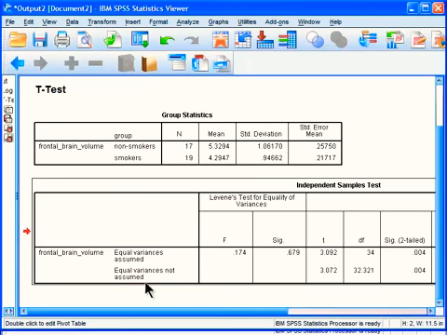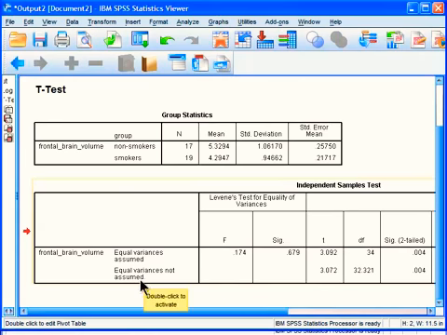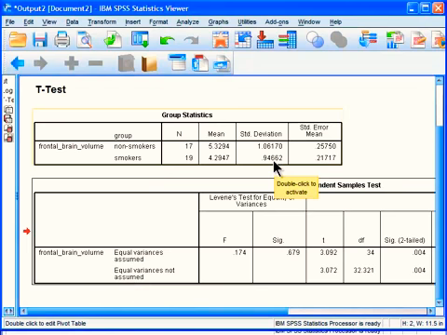I'll note that underneath the equal variances assumed result, SPSS also produces an equal variances not assumed result, which produces a t-value of 3.072 and adjusted degrees of freedom of 32, and the significance level is the same. So basically, the results are the same whether you look at the equal variances or not equal variances, and that's because the variances are basically the same.